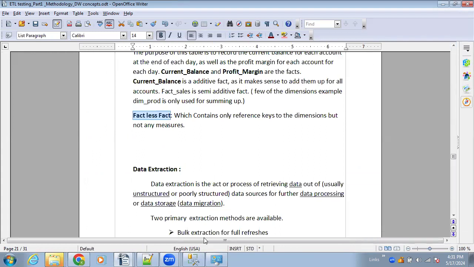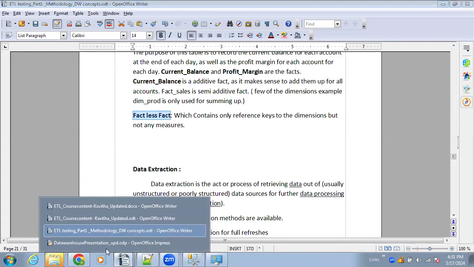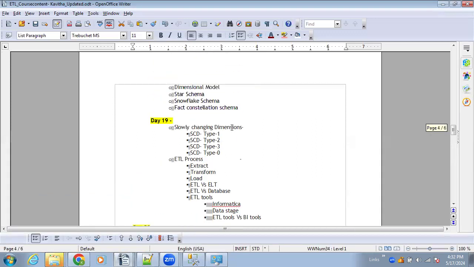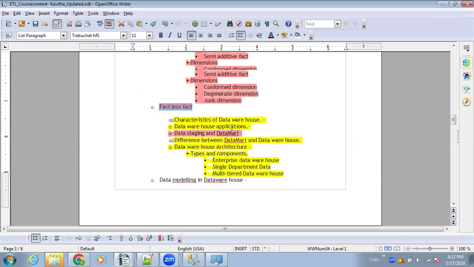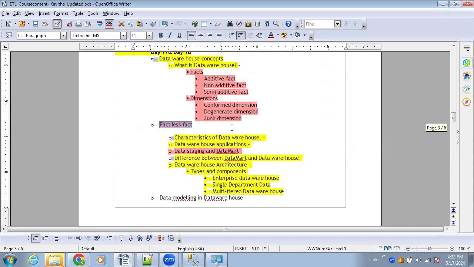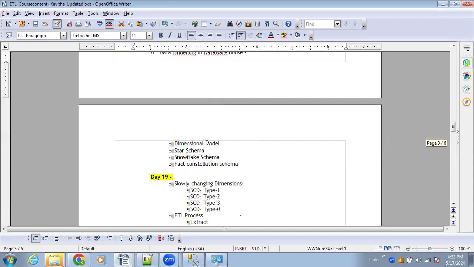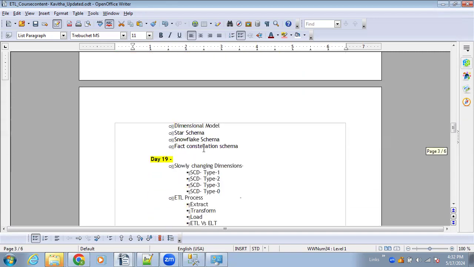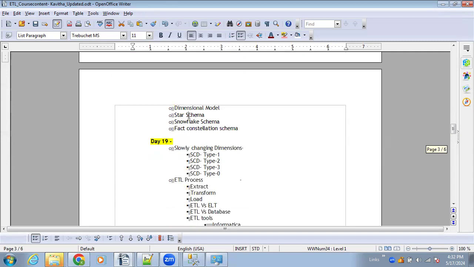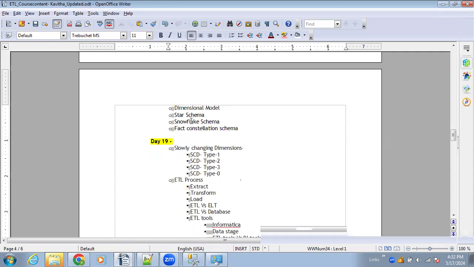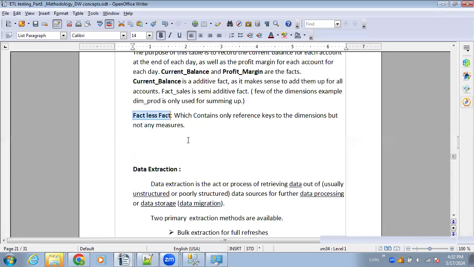All right, now let's go back. We will come to dimension, junk dimension, factless fact. Let's complete data staging and data mart also. Data modeling in data warehouse. This is also a simple one we can explain, because I wanted to explain the star and snowflake schema in detail. Dimension model, fact constellation model. Now we can take it up.